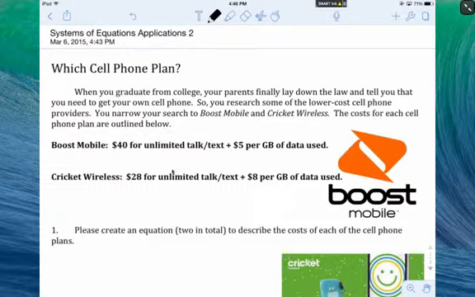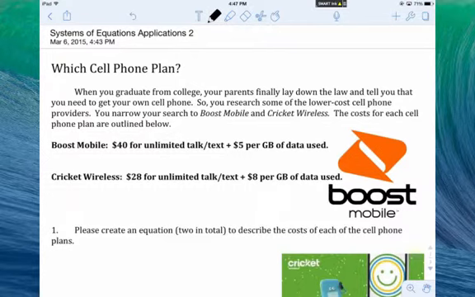And here's how much they cost. They each do an unlimited talk and text package, but then each charges you per gigabyte that you use. So for Boost Mobile, you can get $40 unlimited talk and text, and then only $5 for every gigabyte of data you use. Cricket has an even cheaper base price for unlimited talk and text, but then it costs more for every gigabyte of data you use.